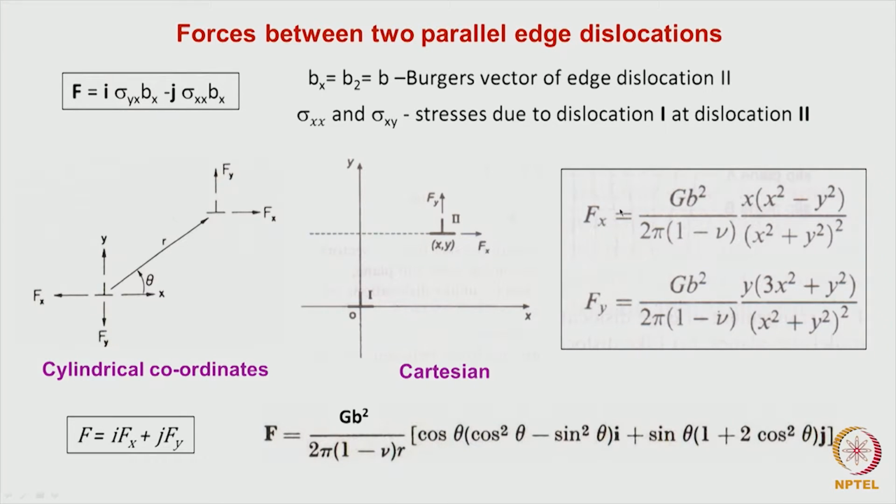If you do that, this is the sort of expression which we will get for Fx, and this is the expression which we will get for Fy. If you use a cylindrical coordinate system, and if the Burgers vectors are of the same magnitude, B1 equals B2, then it will be G B squared by these terms here. This part corresponds to Fx and this one corresponds to Fy, correct.